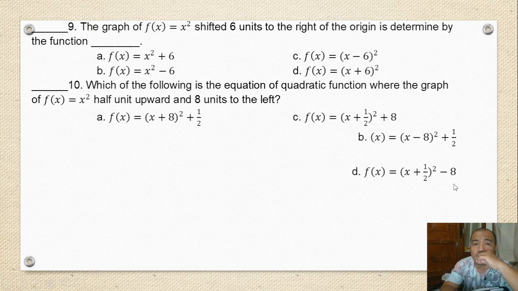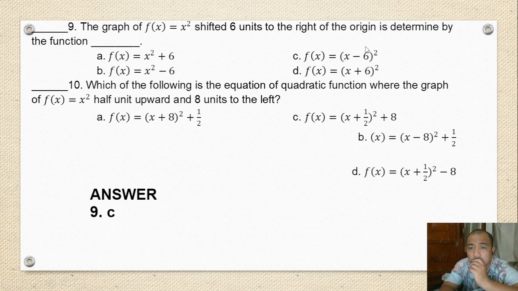Number 9. The graph of f of x equals x squared shifted 6 units to the right of the origin is determined by the function. It's either C or D because this is upward or downward. So C or D, what's your answer? C. Yeah, x minus 6, because to the right, minus.